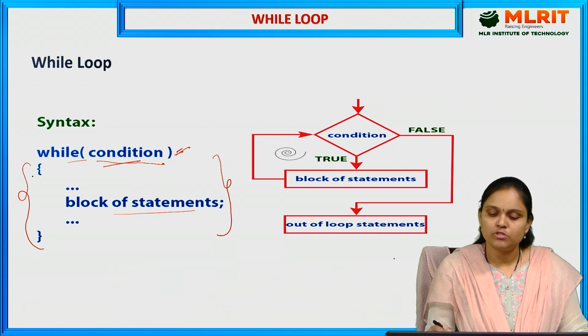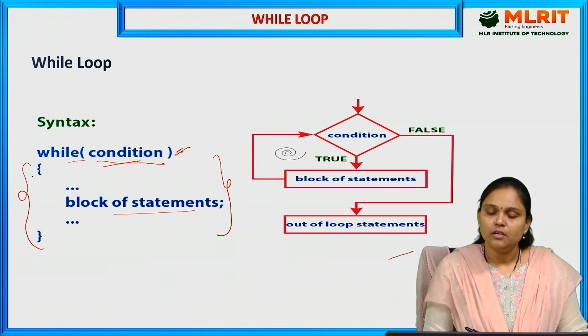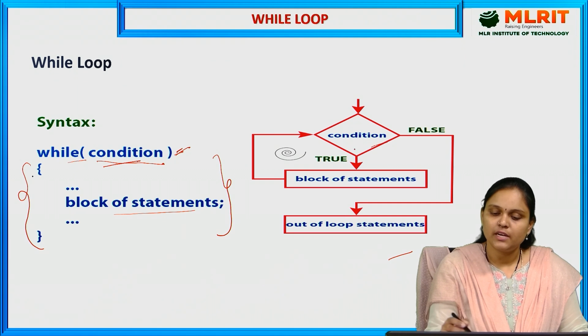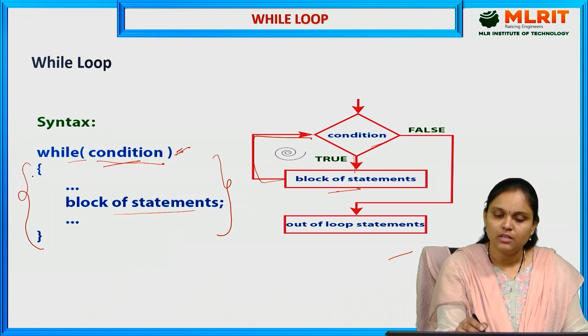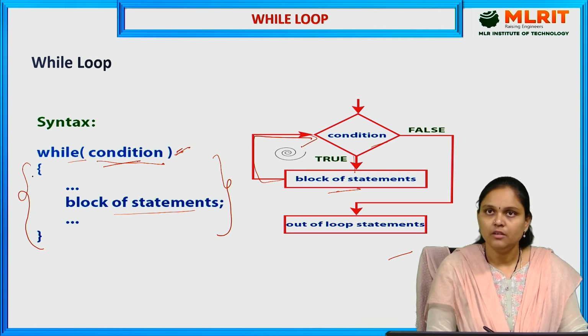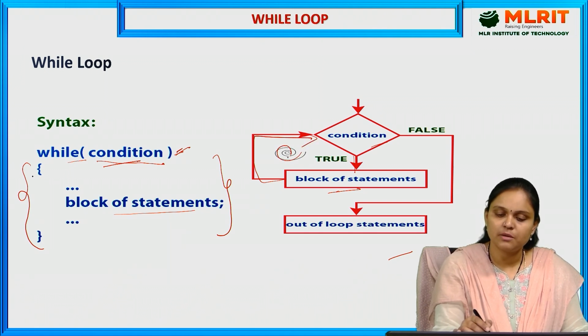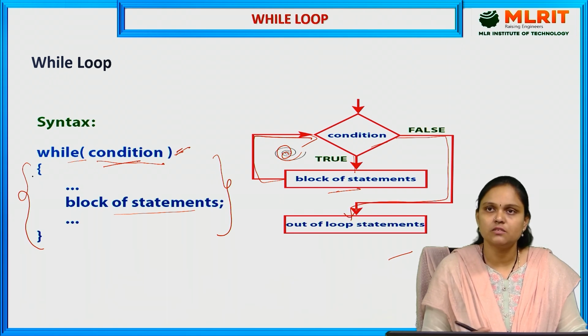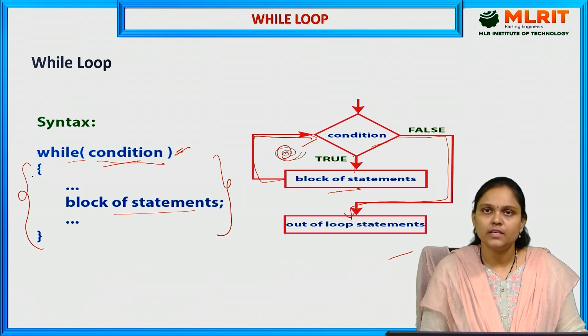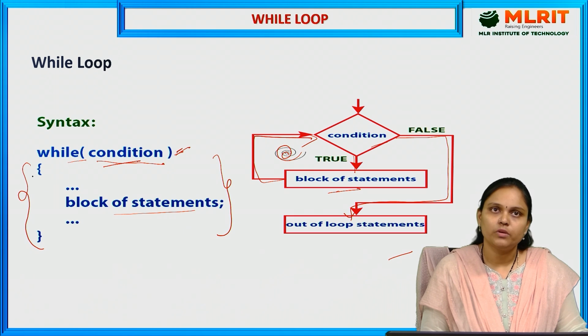This is the flow chart of a while loop. Here we write the condition, and if it is true, the block of statements will get executed and again it will go and check the condition. We come out of the repetition when the condition is false, and at that time we are out of the loop statement. The next statements after the repetition statement then get executed. So this is the functionality of the while loop.